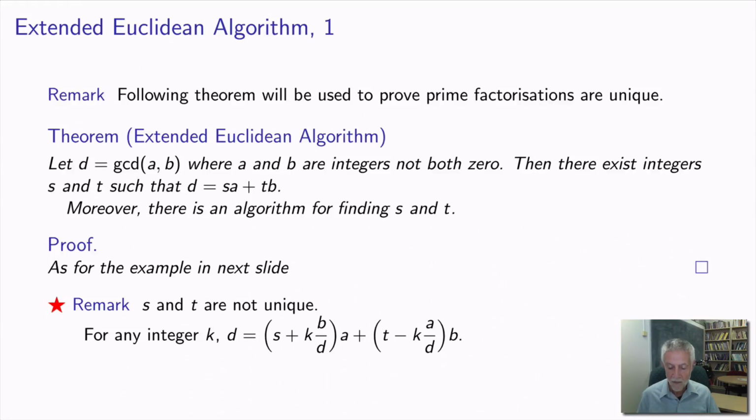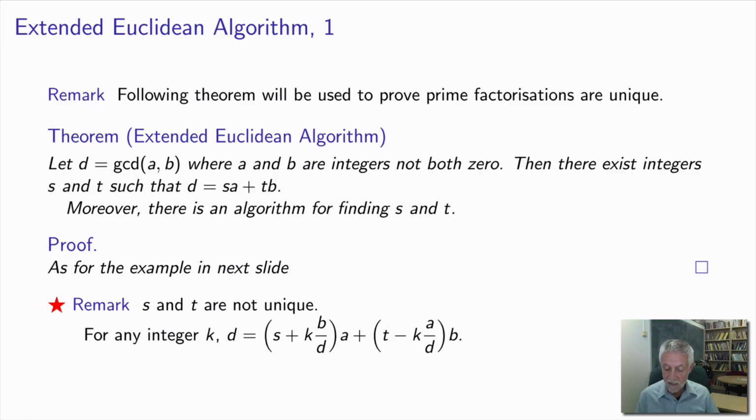then I can add to s k times b over d. Remember, b over d will certainly be an integer because d is a divisor of b. And then t minus k times a over d will be the corresponding multiple of b. And once again, this a over d is itself an integer because d is a divisor of a. Indeed, it's the greatest common divisor of a and b.